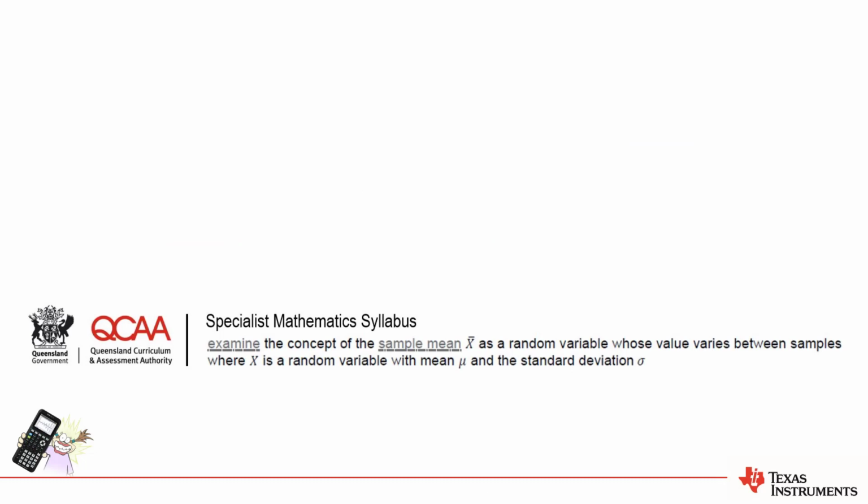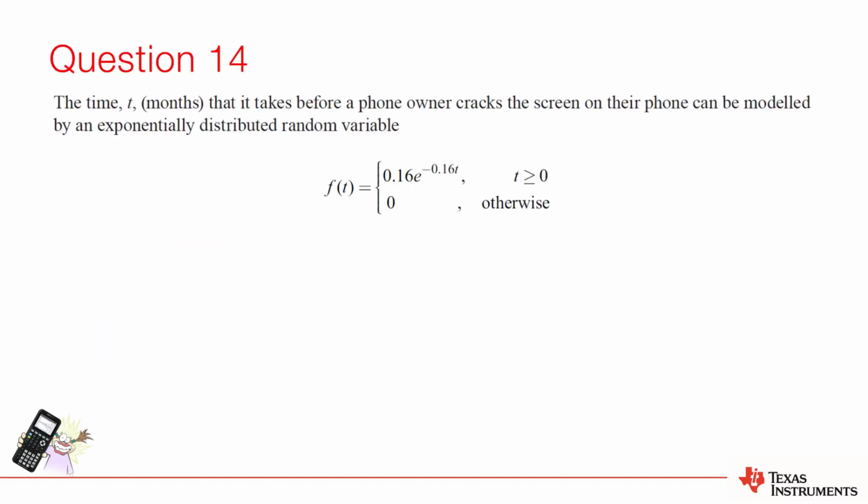Question 14. This question is about a probability density function in the form of an exponential function where t, measured in months, is greater than 0. Part A asks us to show that this is a probability density function. Show that means we need to perform some calculations and include the corresponding working.